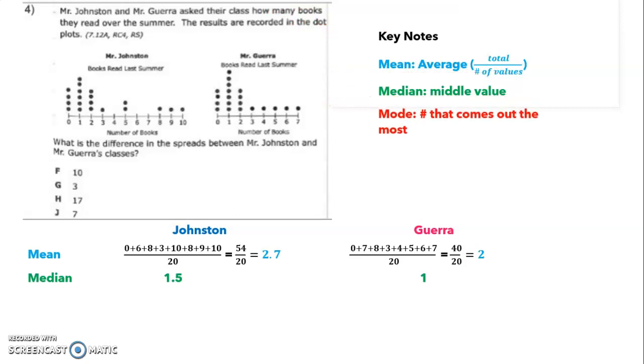The next thing is my mode. The mode is the value that comes out the most, right? We can notice that for Mr. Johnston, it's the largest line, so we have it at 1. And for Mr. Guerra, it's also at 1. So they have the same mode.